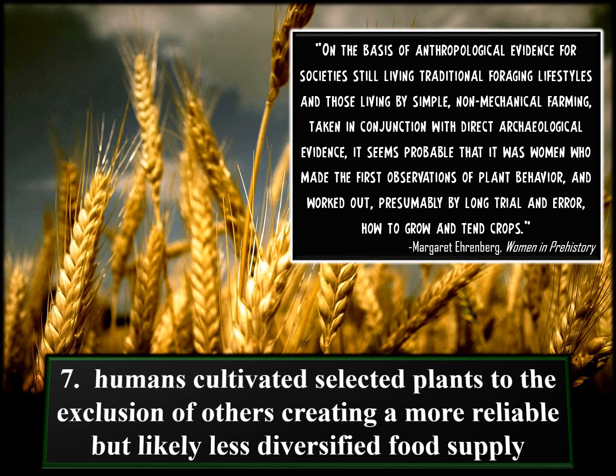On the basis of anthropological evidence for societies still living traditional foraging lifestyles and those living by simple, non-mechanical farming, taken in conjunction with direct archaeological evidence, it seems probable that it was women who made the first observations of plant behavior and worked out, presumably by long trial and error, how to grow and tend crops. This is from Margaret Ehrenberg, Women in Prehistory. Women were probably the first farmers, and probably the reason why man left his nomadic ways and started to settle in communities, giving rise eventually to civilization.